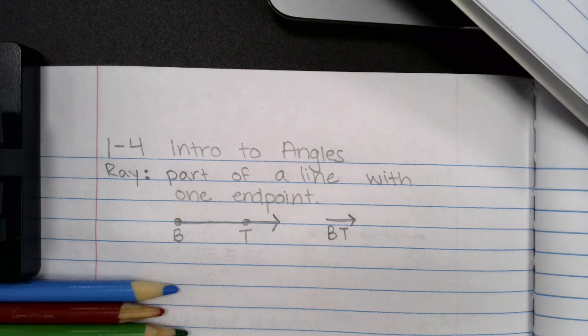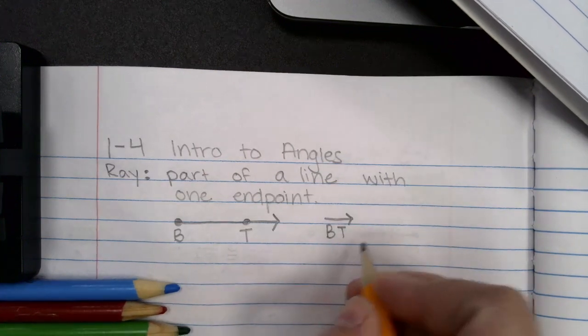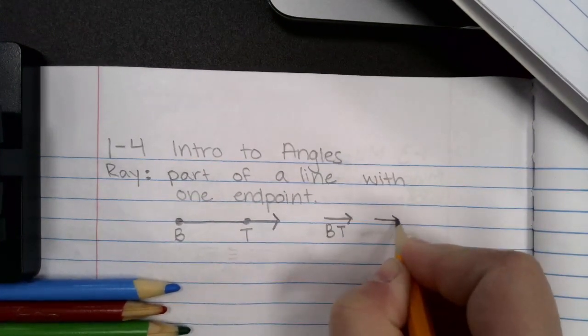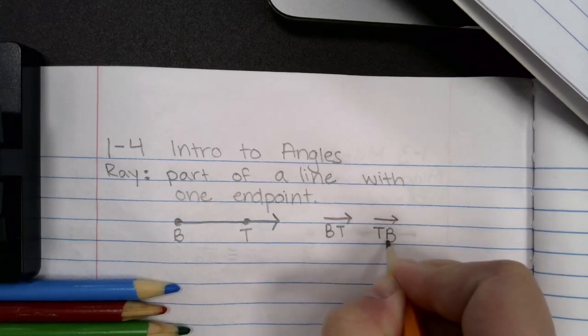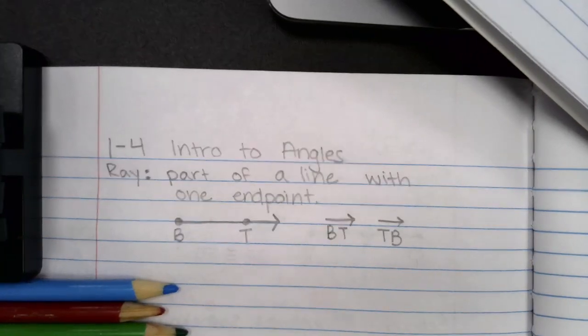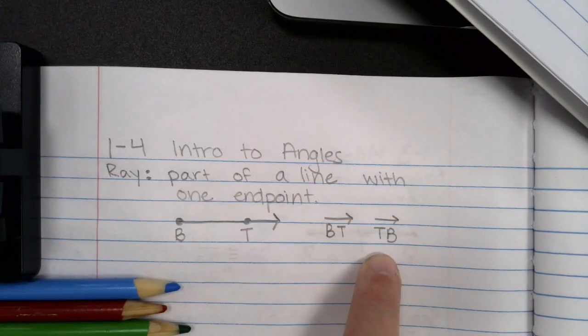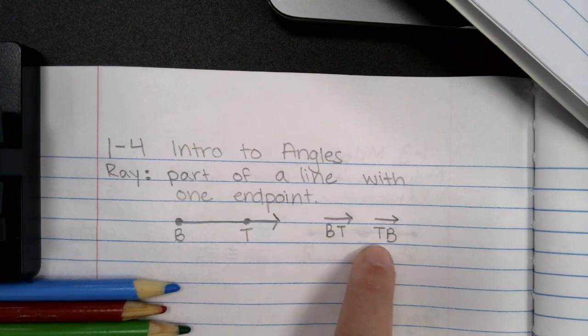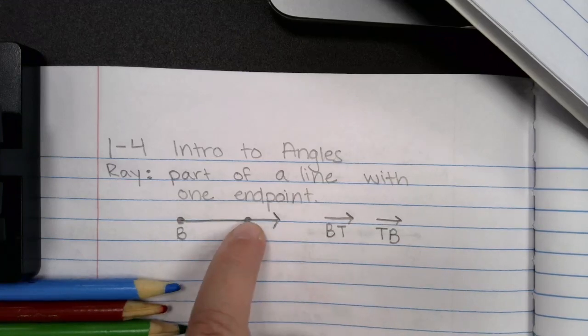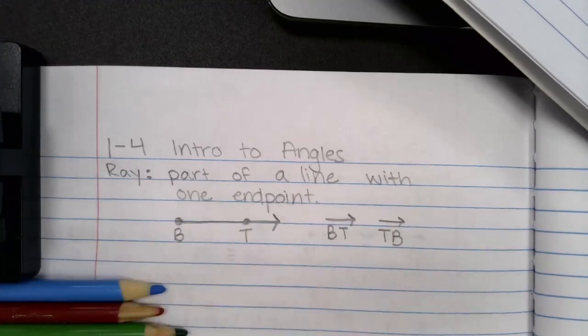All right, now the order we put our ray in is really important because remember we talked about how it's a one-way highway. So can I write it as T going through B? Why can't I write it as TB? What would that tell my reader? That T is the starting point, and then it's going past B. Is it starting at T and going past B? Nope. So this TB doesn't work.